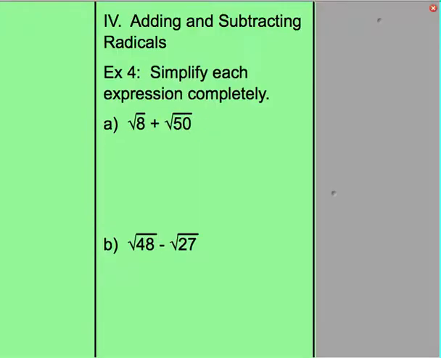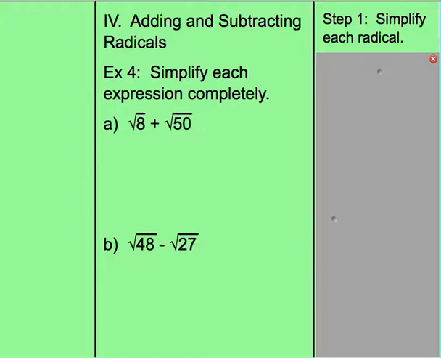Last piece of information, we're going to look at how to add and subtract radicals. So the first thing that we do is simplify each radical separately. Unfortunately, because we're adding, we cannot add them if they are not like terms. So we have to get the number under the radical to be the same, kind of like when you have to find a common denominator before you can add and subtract fractions.